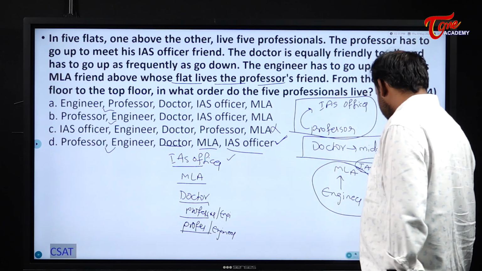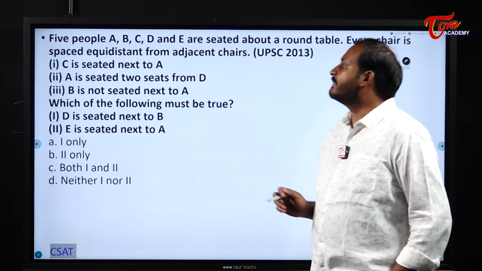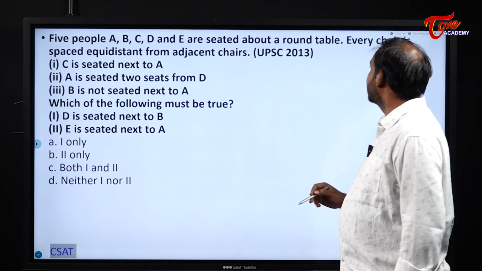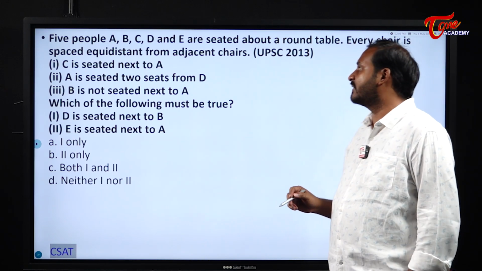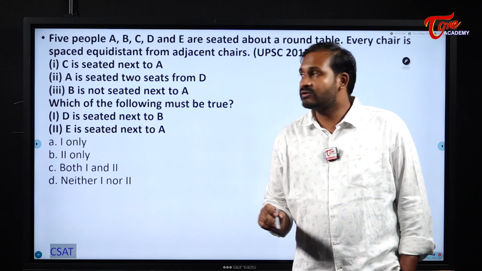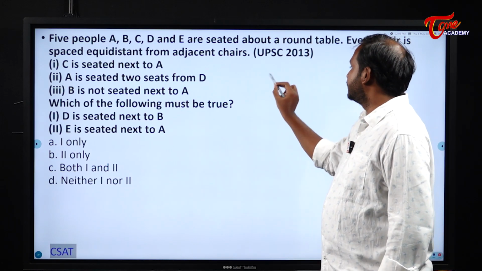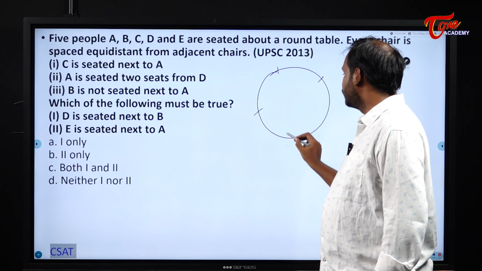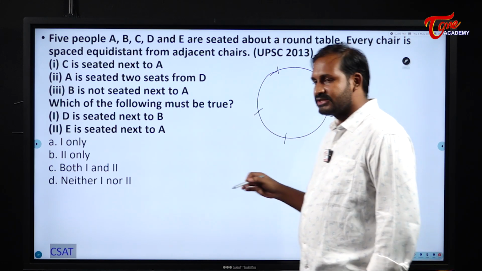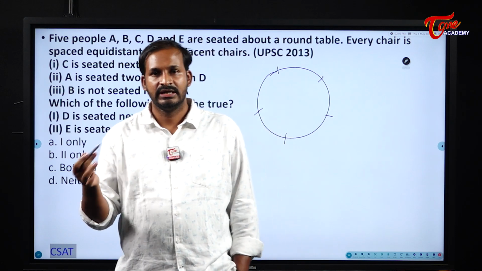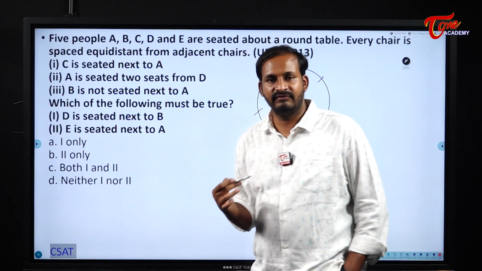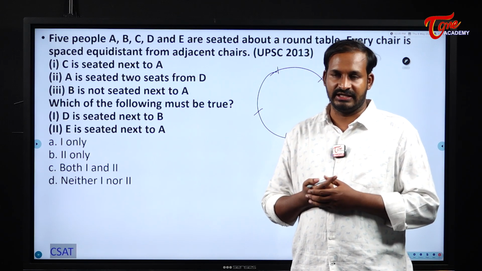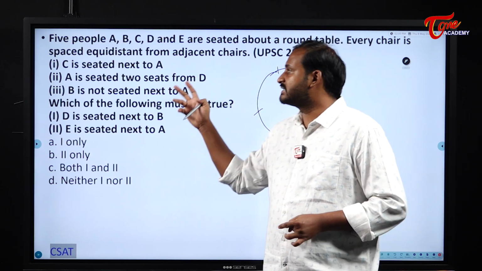Okay, right. Next one. 5 people A, B, C, D and E are seated about a round table. Every chair is spaced equidistant from adjacent chairs. Now see here, 5 people are seated around a circle: 1, 2, 3, 4 and 5. Here we cannot say exact opposite cases, because there is no chance with 5. If there are 6, we can put them in such a manner that they are exactly opposite to each other.